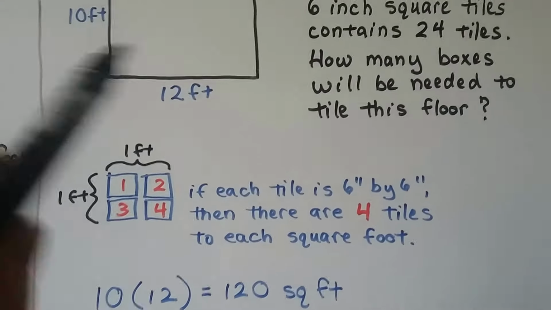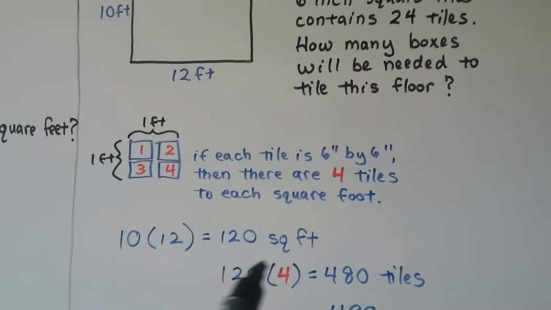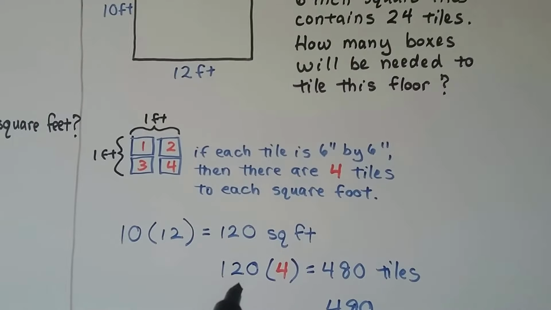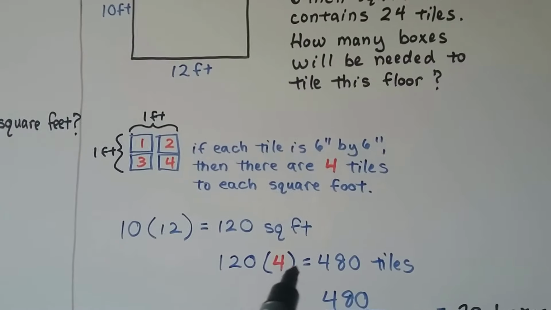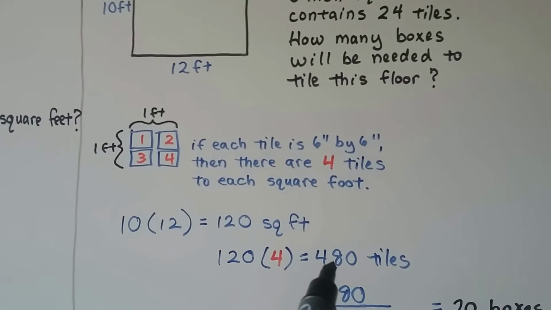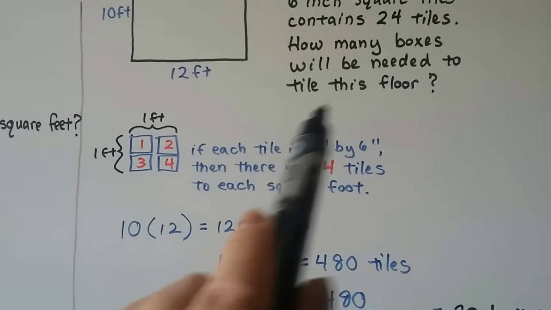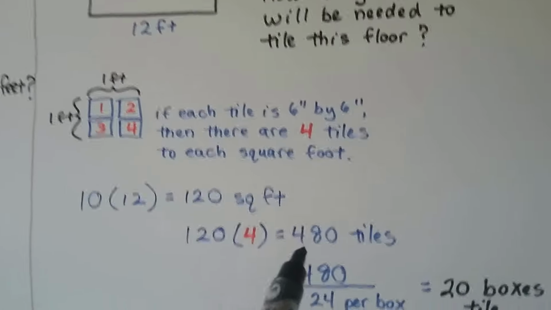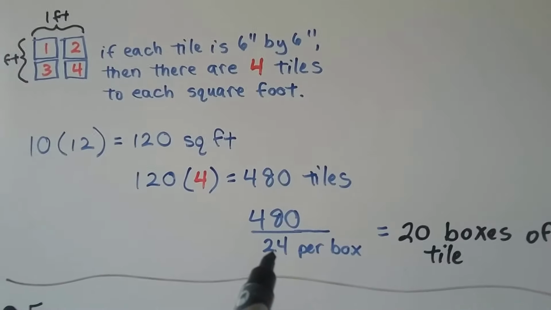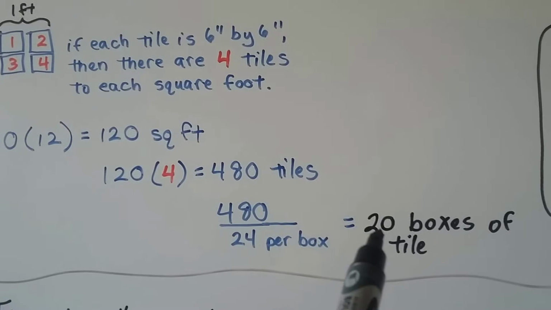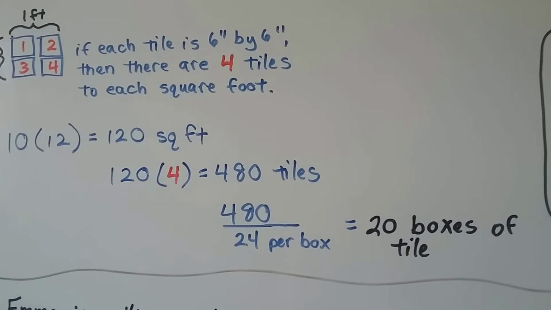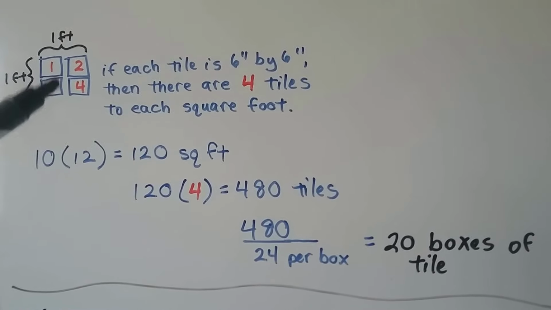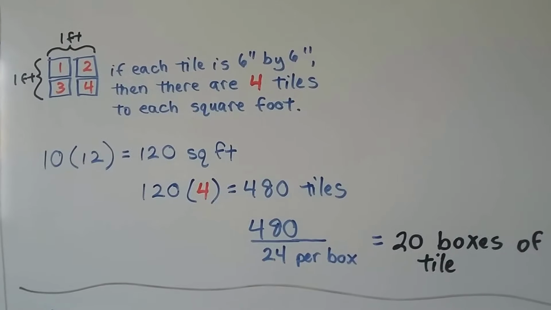So that means once we find the area in square feet, we need to multiply that by 4 because there's 4 tiles in each square foot. So we have 120, 10 times 12, times 4. So that's 480 tiles, but we're not done. It's asking how many boxes are we going to need, and there's 24 in each box. So out of the 480 tiles that we need, we divide it by 24 per box, and we find out we need 20 boxes of tile. See? So it's important to know that there's going to be 4 of these tiles in each square foot because they're 6-inch tiles. Okay?